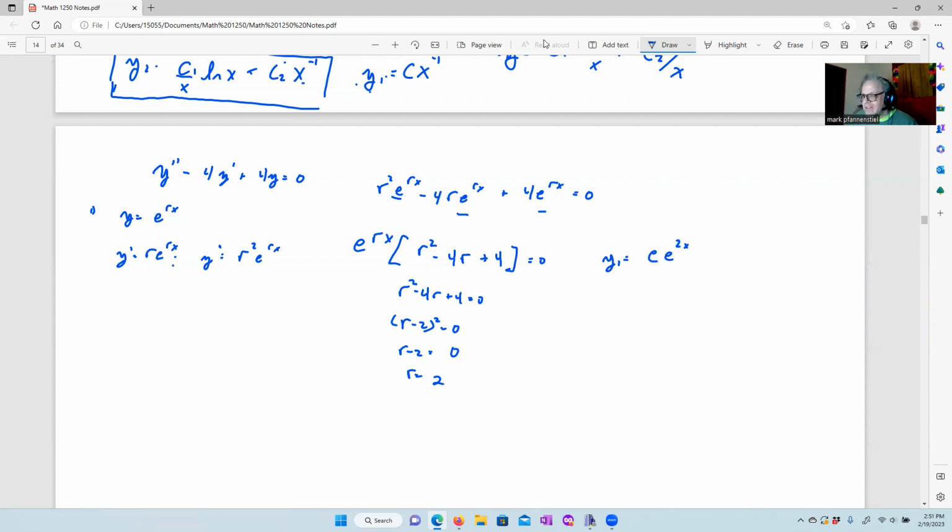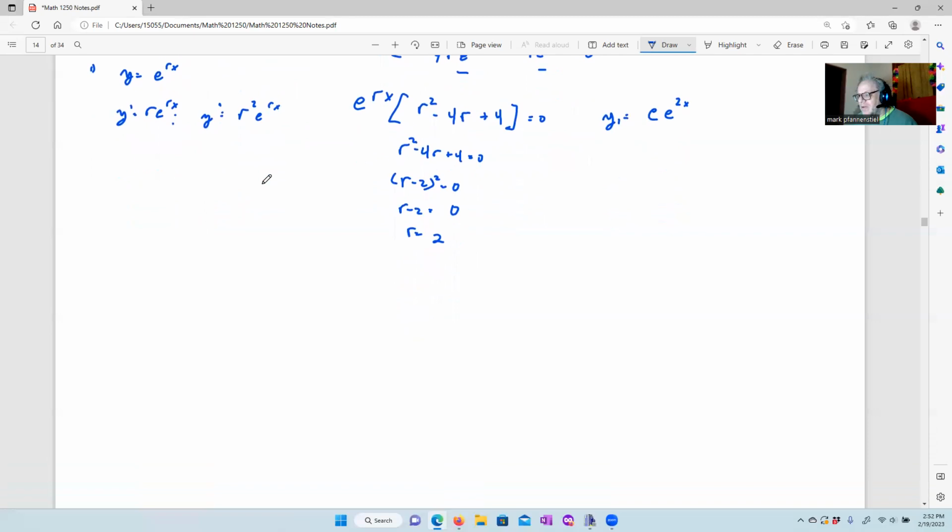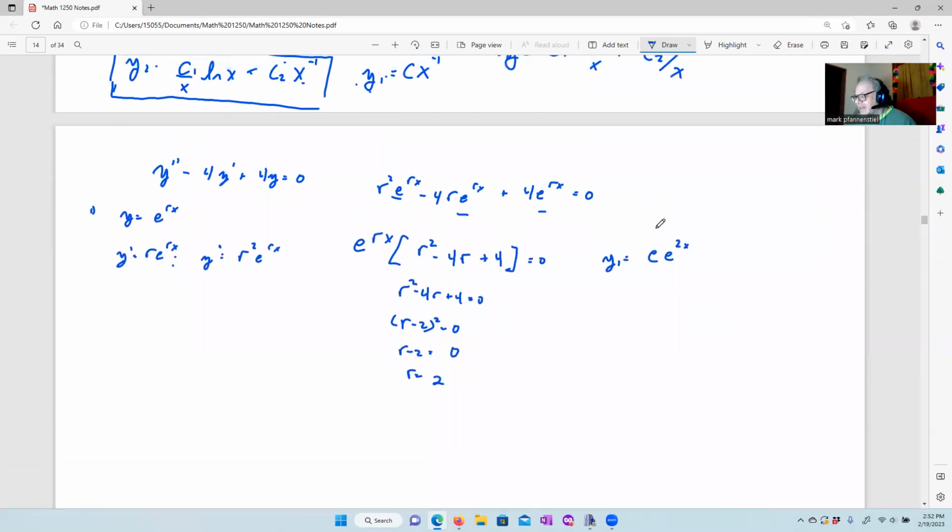But wait, this is a second order differential equation. We should have two linearly independent solutions. So how do we get the second one? Normally you just slap an x on this and say, okay, we know the answer is going to be y equals c1 e to the 2x plus c2 x e to the 2x. But why? Where does that come from? It comes from reduction of order. That's what we're going to do now.